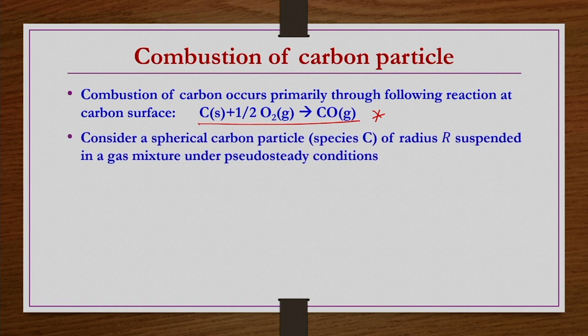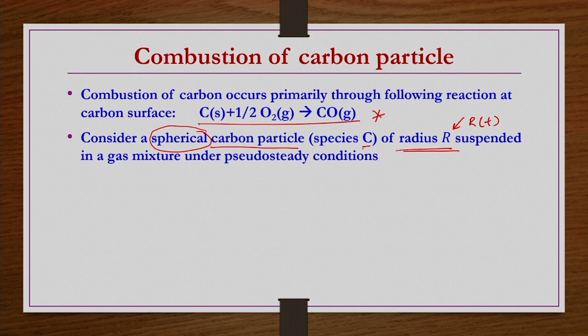Now, consider a spherical carbon particle, species C, of radius R suspended in a gas mixture under pseudo steady conditions. In reality, the particle where combustion is going on may not be spherical, but for simplicity we are taking a spherical particle. The particle radius is capital R. Obviously, this is changing with time, because as the reaction progresses the particle is combusted and its size gradually decreases. So, this is a function of time.